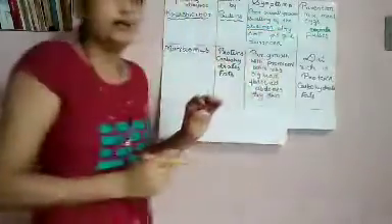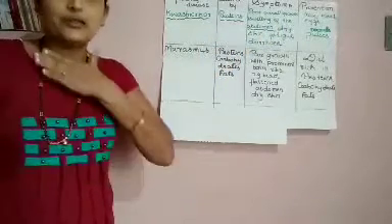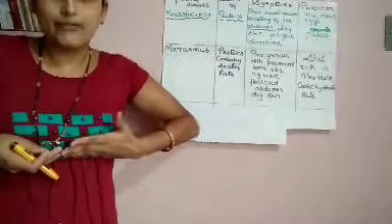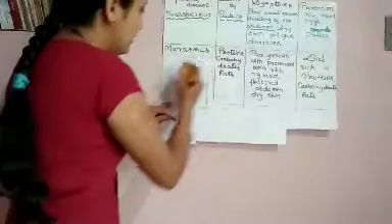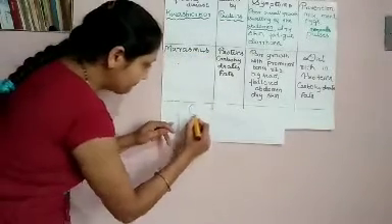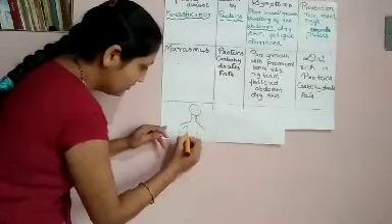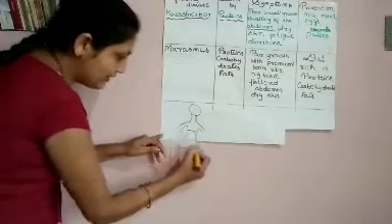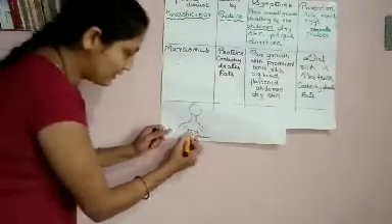Next, swelling of the abdomen. Abdomen is the region below the chest cavity. This is our thoracic or chest cavity, and below this part is called the abdomen region. Below the thoracic cavity and above the thigh, this region is called abdomen. If this is a person, this is the neck region, up to here is the thoracic cavity, and below this cavity is the abdomen.